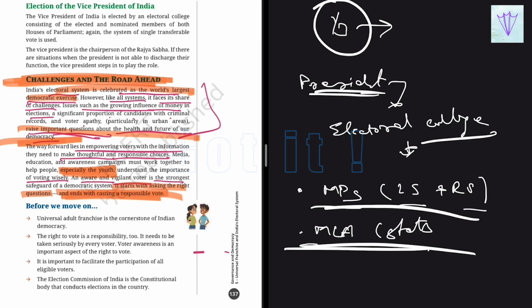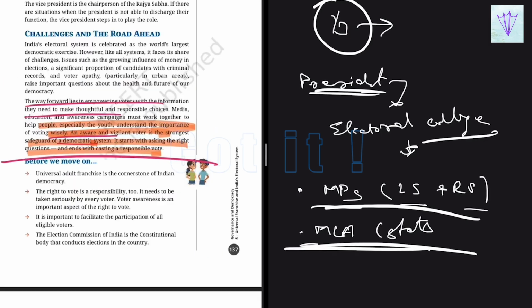So, with this, we've completed the chapter. We've read about the universal adult franchise. It's a cornerstone of Indian democracy, that every person who has reached 18 is able to vote, and the right to vote is a responsibility too. It needs to be taken seriously by every voter, because this will shape our future. And voter awareness is an important aspect of the right to vote.